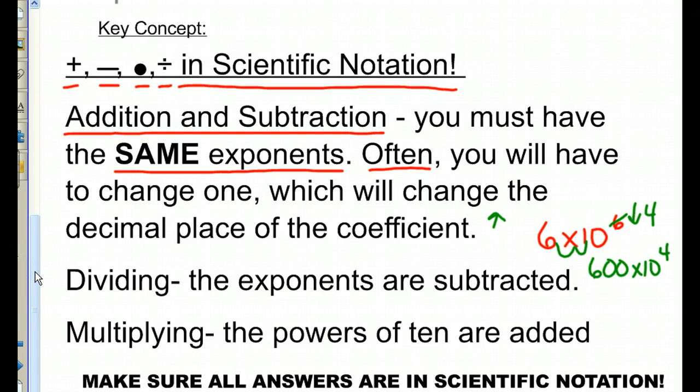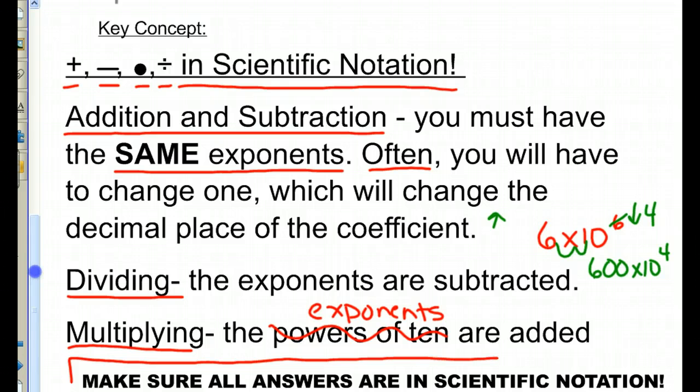Now let's move on to dividing. Dividing in scientific notation means the exponents are subtracted. And we've seen this already on last night's assignment. And in multiplying, the powers of 10, or exponents, same thing. Exponents are added. And always we want to make sure down here, this note, all of our answers are in scientific notation, meaning our front number is less than 10 and greater than 1.